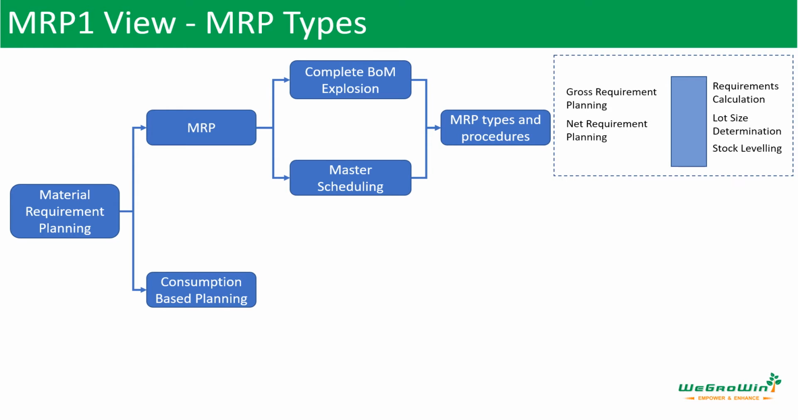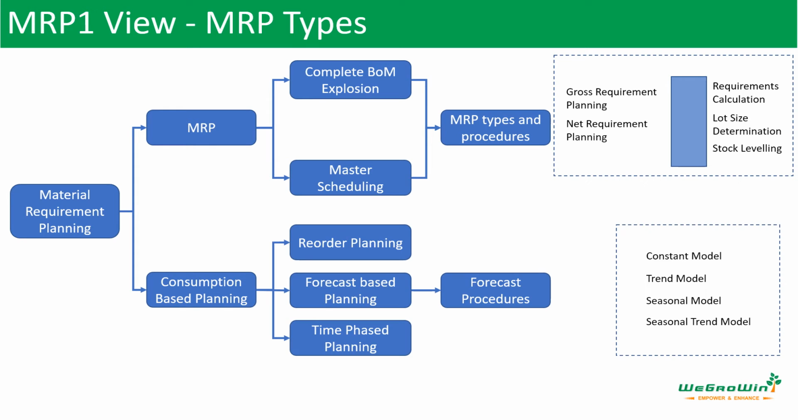So like this, there are different types of MRP and also procedures, and we discussed the procedure just now. Then we have consumption based planning, where we have reorder planning, and then we have time phased planning, and then forecast based planning. Based on these things, forecast procedures will be obtained. And here we have different models like constant model, trend model, seasonal model, and the seasonal trend model. These are the different ways to calculate the forecast. So these things we will discuss later in the forecasting session.